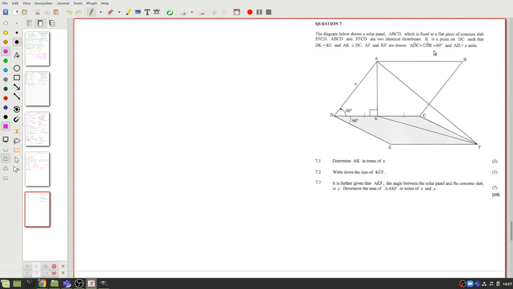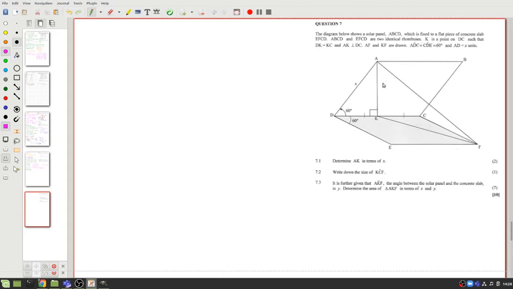Okay, K is a point on DC such that DK equals KC. So DK and KC are equal in length. And yes, AK and DC are perpendicular. So that's a 90-degree angle. AF and KF are drawn. So AF is drawn there and KF is drawn here.